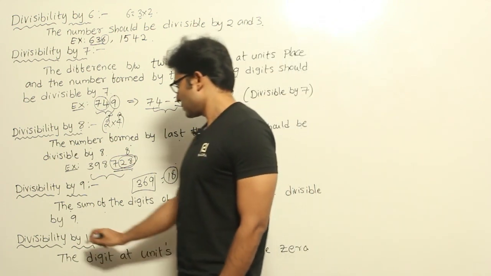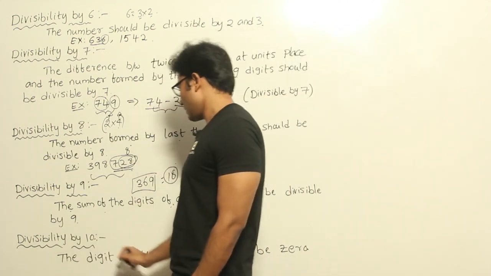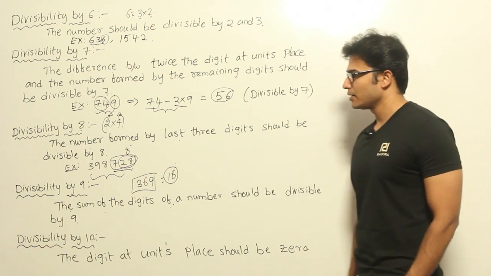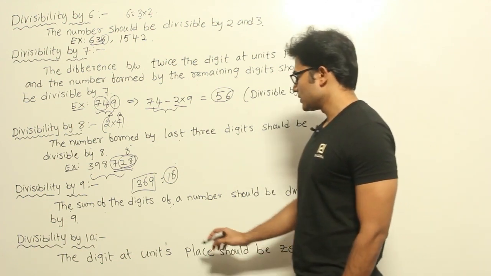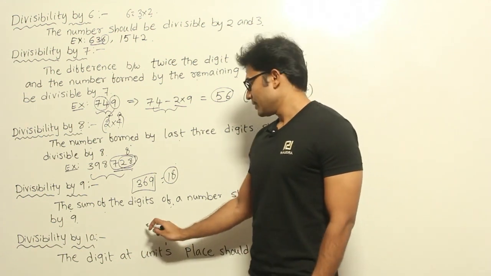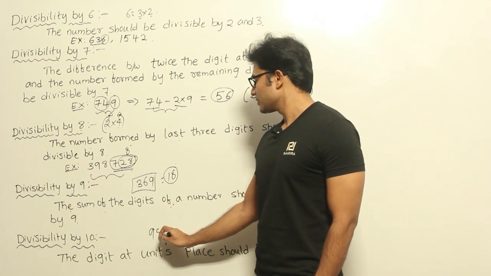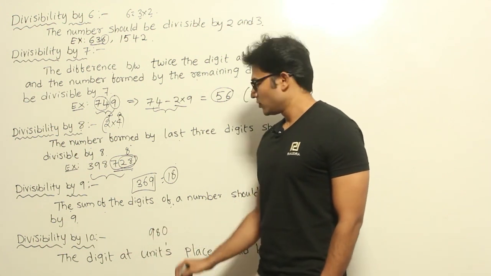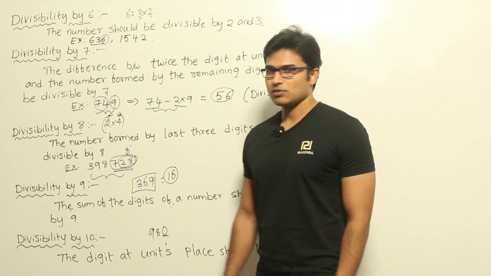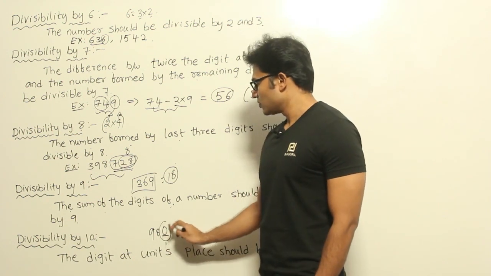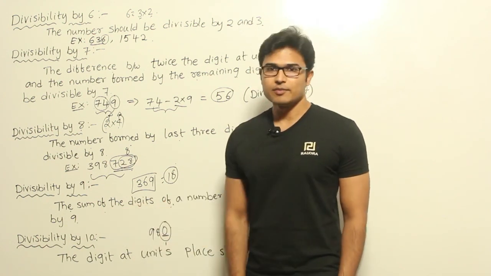And the next one is divisibility by 10. If you have to find out whether a number is divisible by 10 or not, you just see the units place, right? Let us say the number is 980, something like this. Now if you look at the units place, here it is 0, right? Since the units place is 0, we can say that it is divisible by 10.